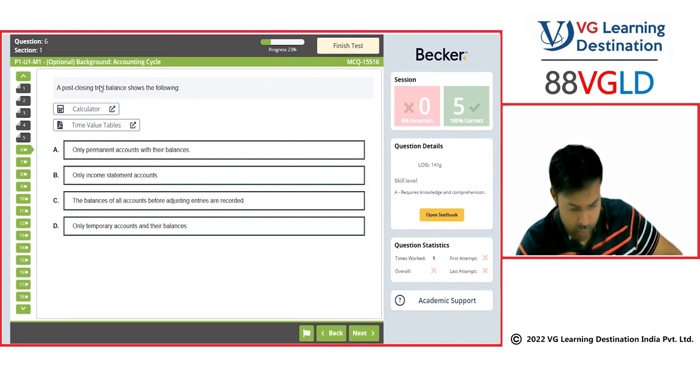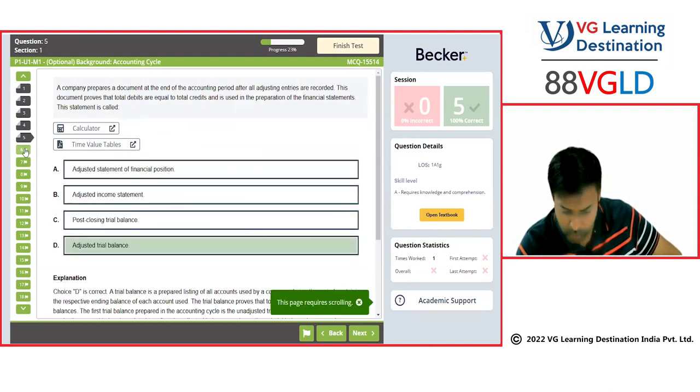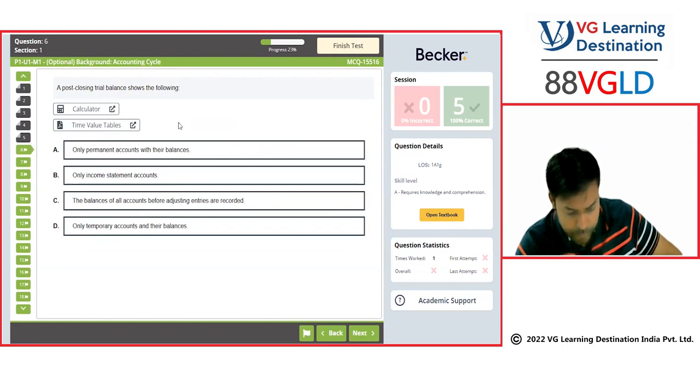So I think you should read this. You'll understand better with this. We are looking at post-closing trial balance, guys. Post-closing trial balance we are talking about in that case. Basically, the balance of all accounts before adjusting entries are recorded is known as unadjusted. So C is not the answer. I think once you read this, you'll understand this. It is not the unadjusted, so it is not going to be C.